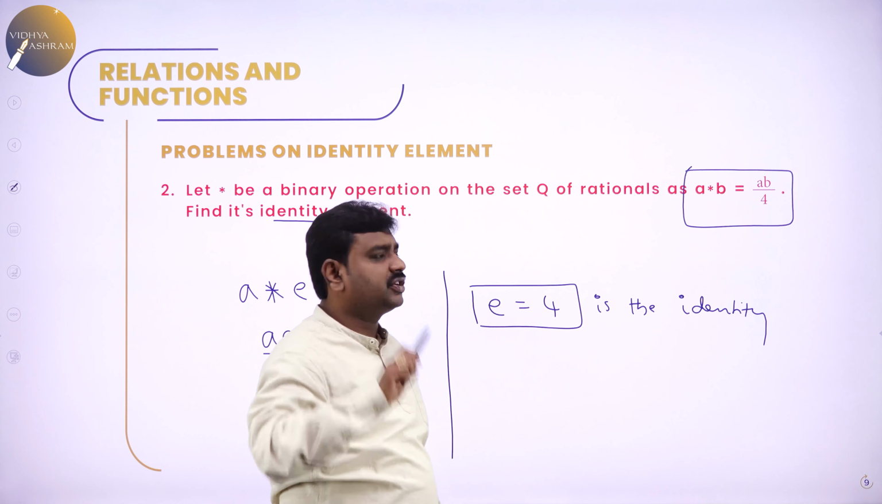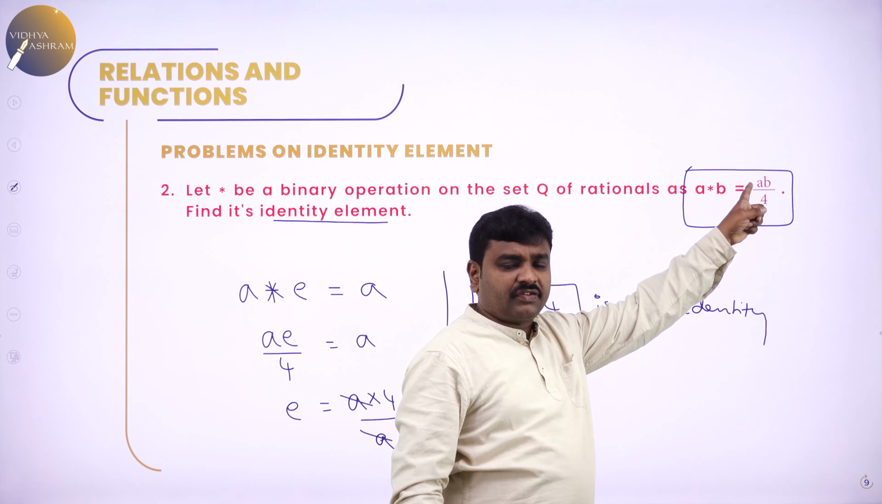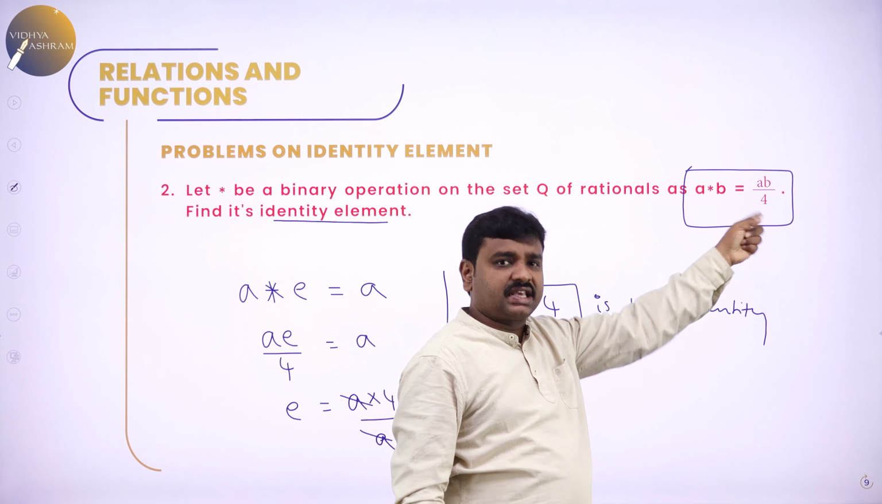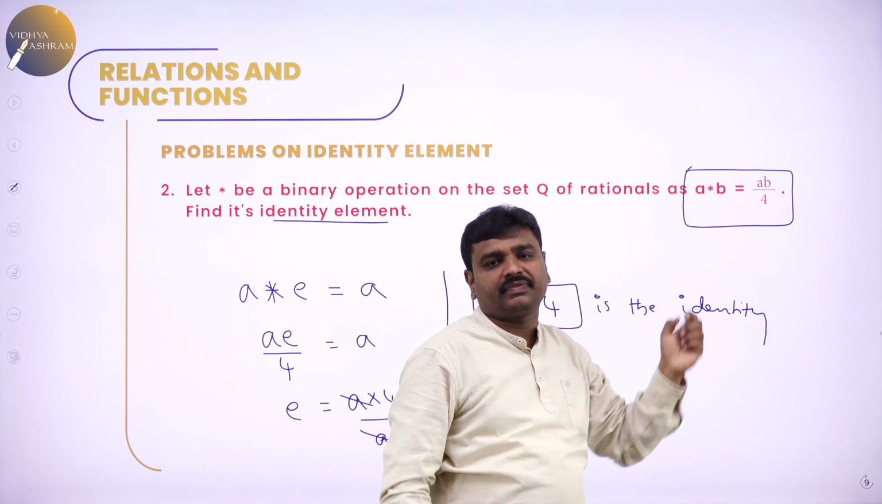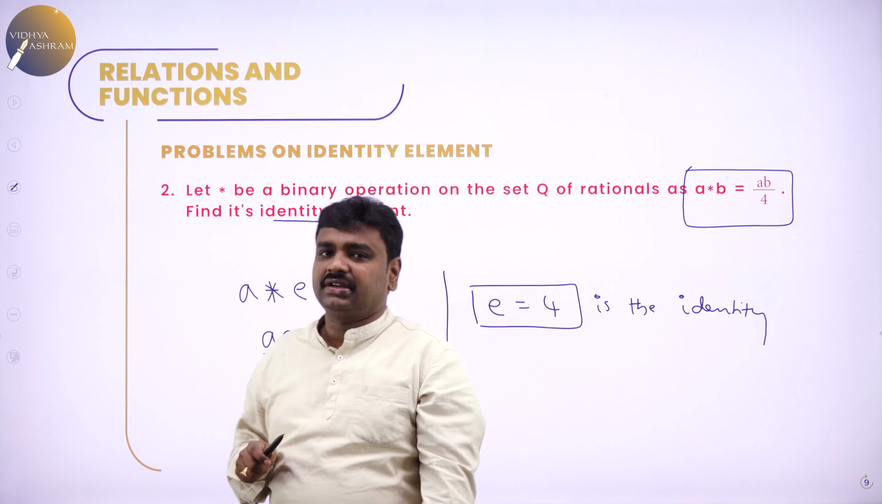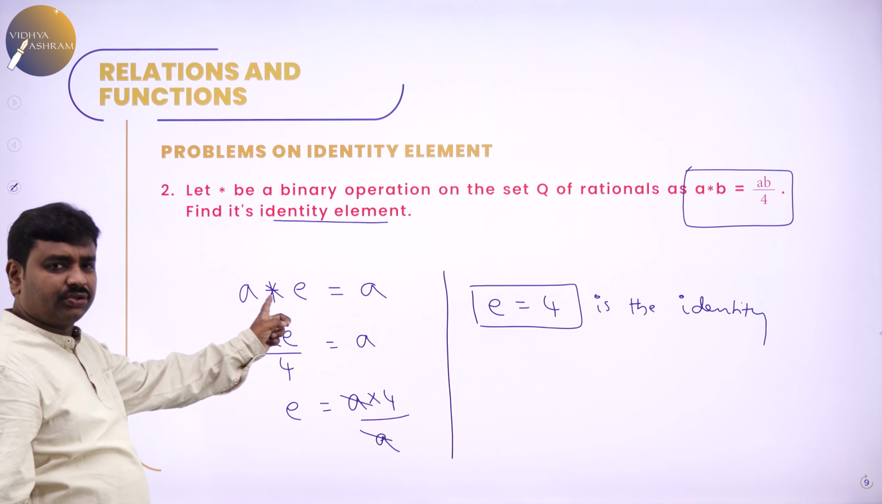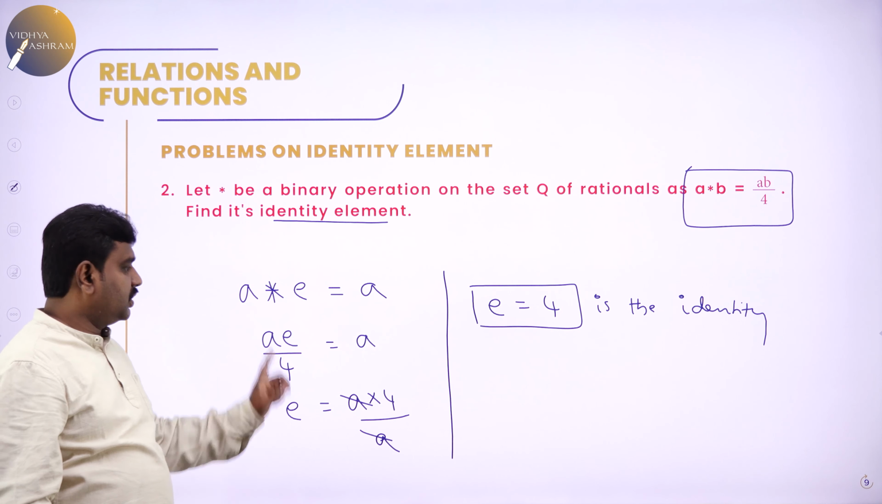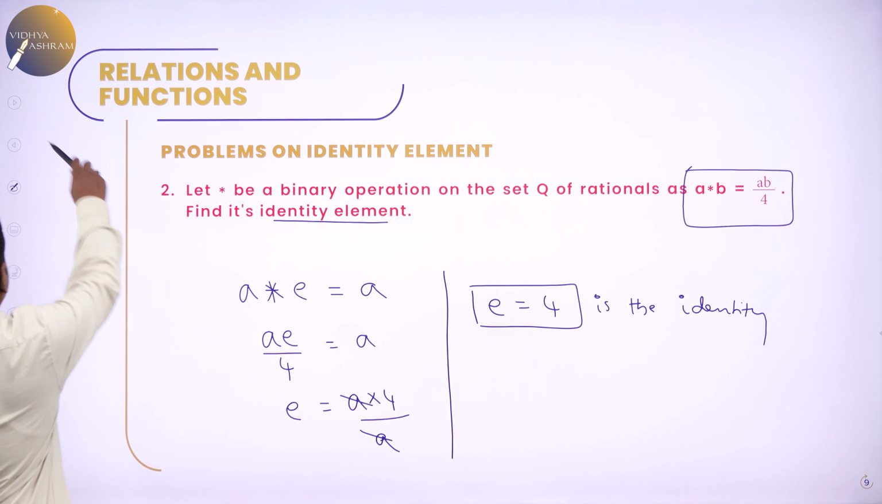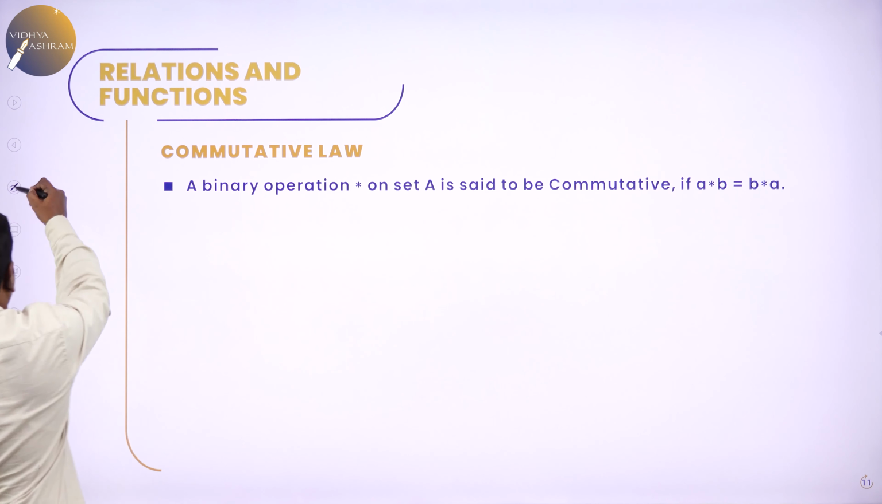If you want to do it fast, it is simple. If it is in the form AB by K, the answer is K. Here AB by 4, the identity is 4. That's it. A shortcut that we will discuss in the competitive part. I hope all of you understood. What is the procedure? First you take A star E is equal to A and solve it.